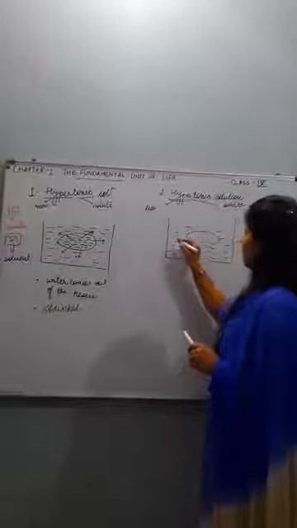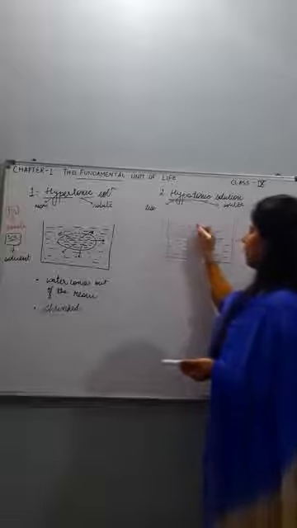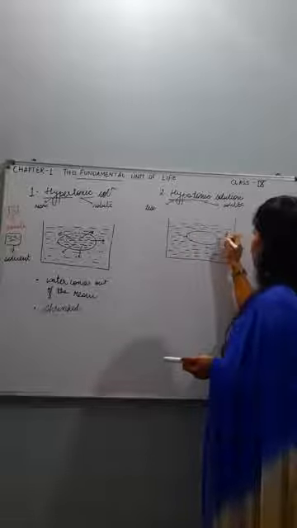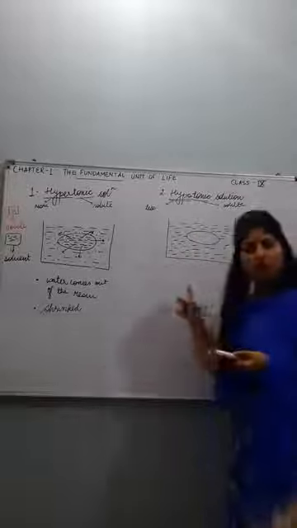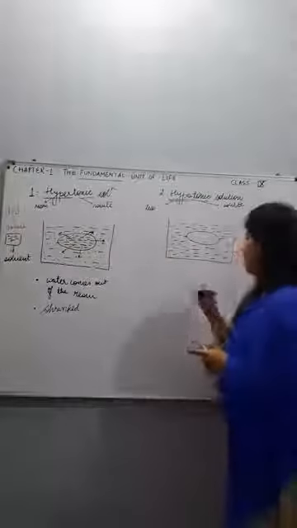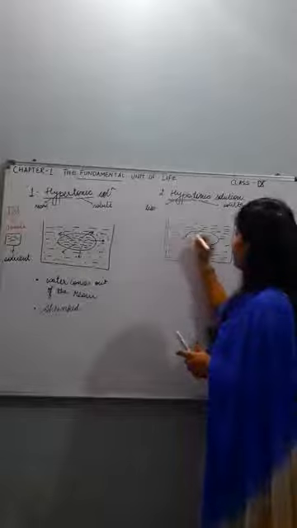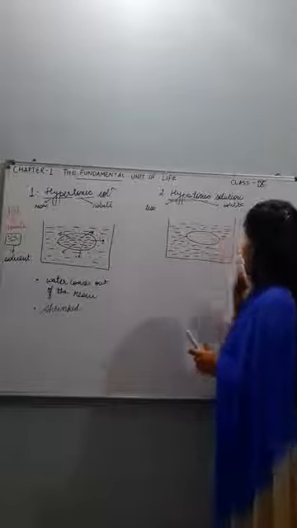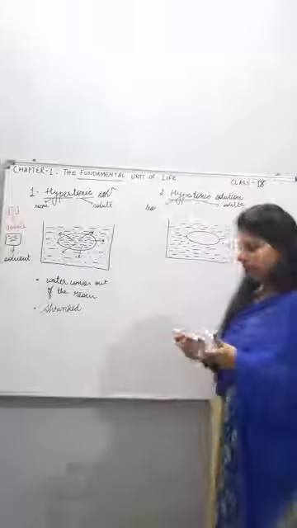Here more solvent is there, as we used to take RO water. RO water is the pure one. It means more solvent is there and fewer solute particles are there. So I will make only a few particles of the solute. Very few particles of solute are there.